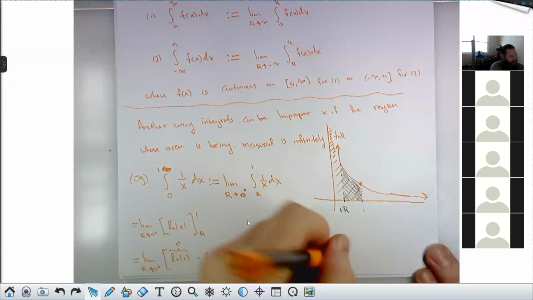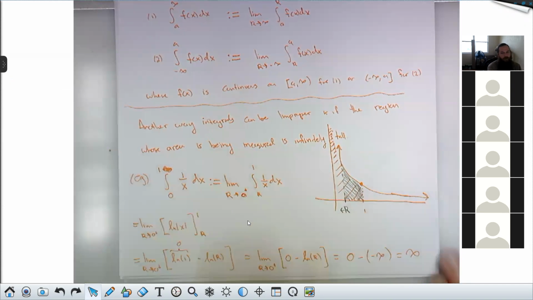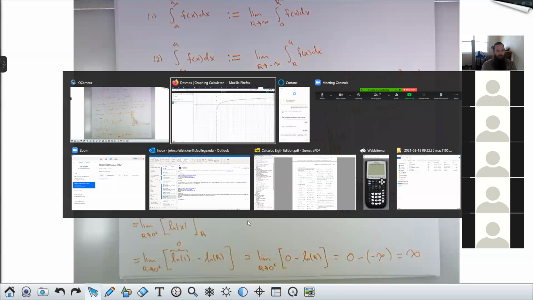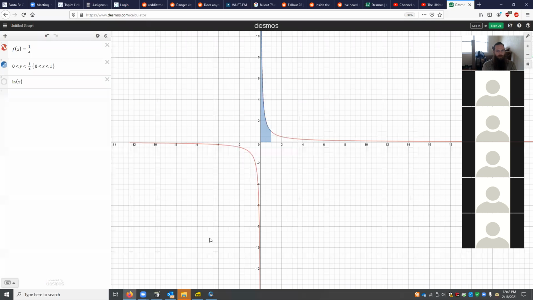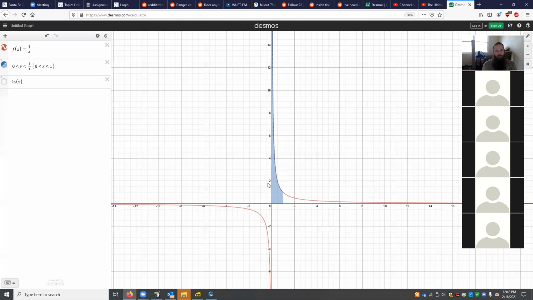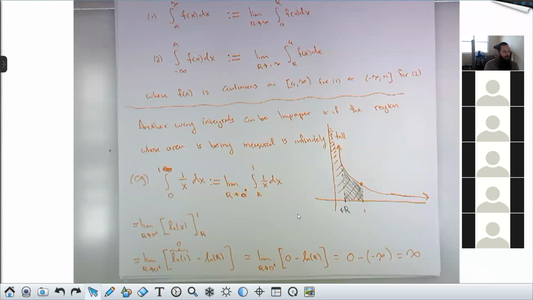So this is 0 minus negative infinity, which is positive infinity. So the area in question, this area, is positive infinity. In other words, the integral diverges.